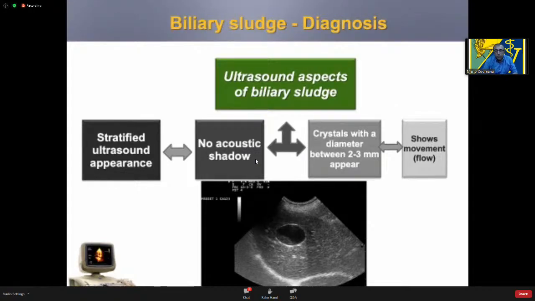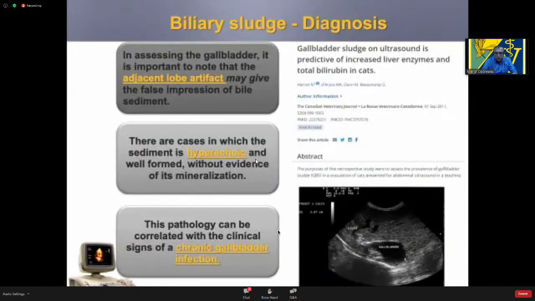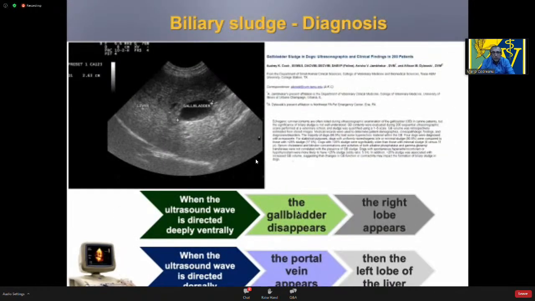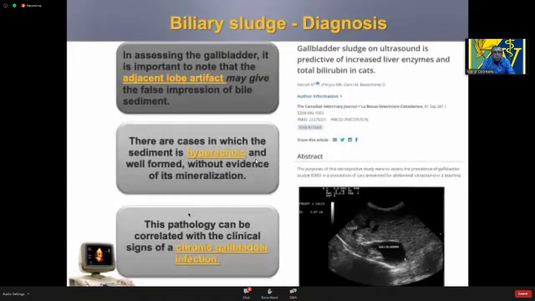I told you before that in case of biliary sludge, we can see a content, and the content can register changes and appear as stratified in our image. Okay, as you can see.